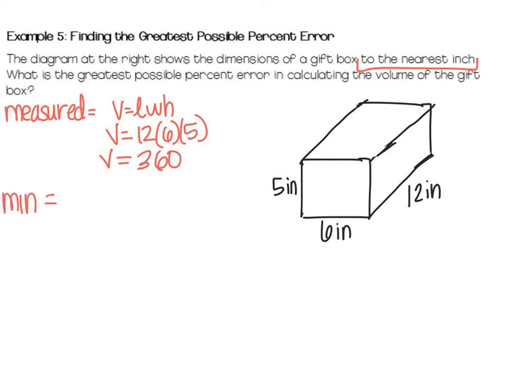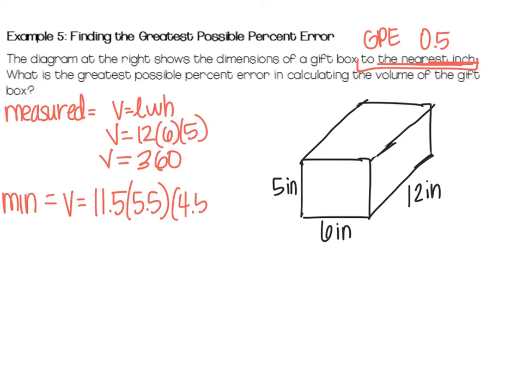You'll remember that to find your minimum measurements, you take what your error is and halve it to find your greatest possible error, and this time it's going to be a 1/2 inch. So for my minimum, I need to subtract a 1/2 inch from each measurement. So that's going to be 11.5 times 5.5 times 4.5. When you multiply all of that out, you get 284.625.